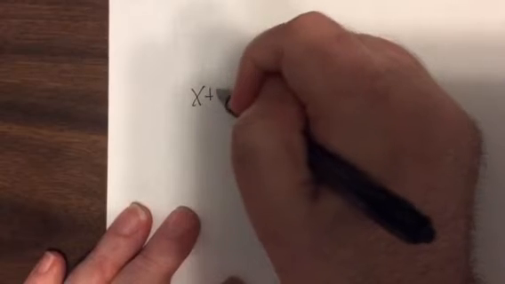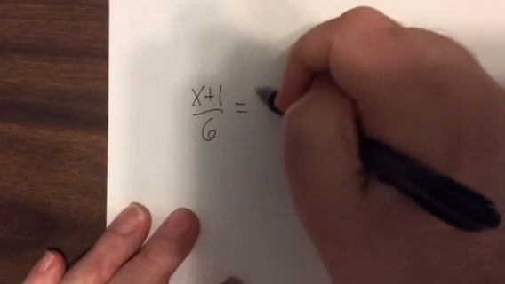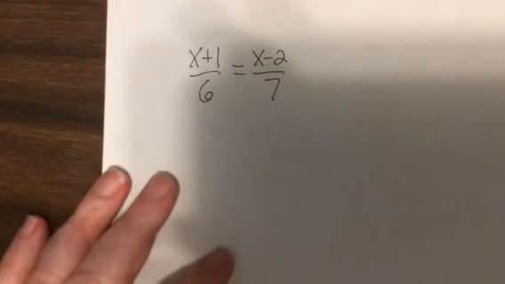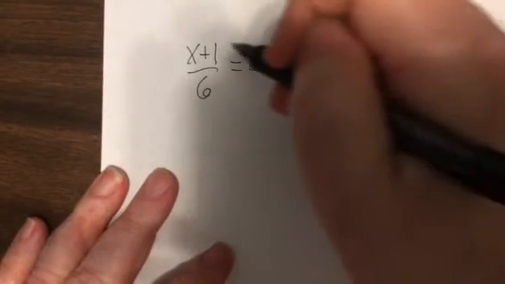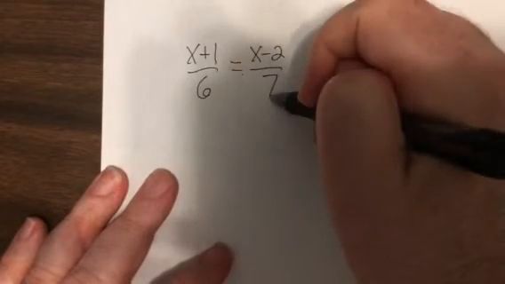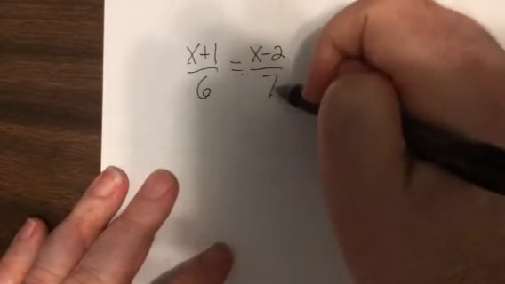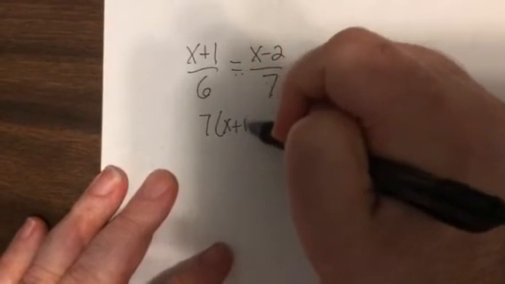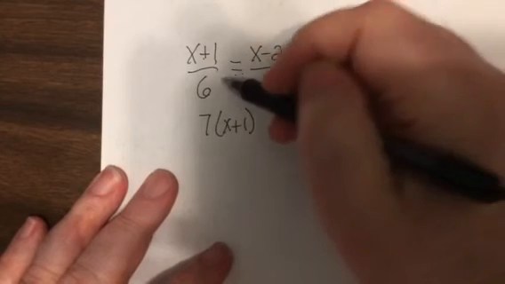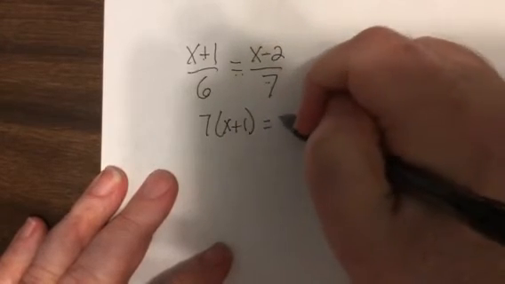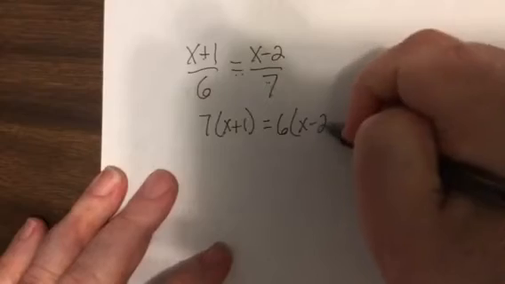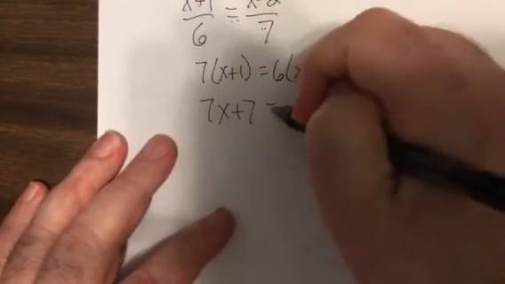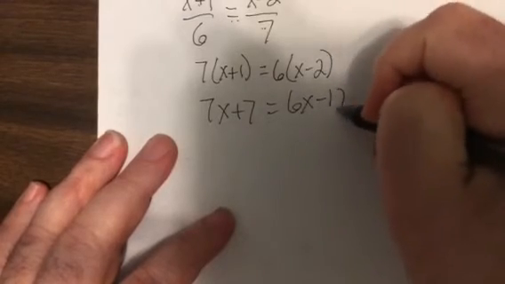Do x plus 1 over 6 equals x minus 2 over 7. Can't make it much harder than that. Go ahead. Okay, fraction equals fraction. If you just have one fraction equals one fraction, cross multiply. So it'd be 7 times x plus 1, these times these, and this times this equals 6 times x minus 2. So it'll be 7x plus 7 equals 6x minus 12.